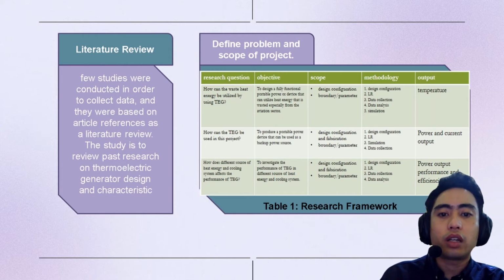Secondly, defining the problem and the scope of the projects. Identifying the objective and solution for the problem of the project. The table for the research framework of the project is presented below.